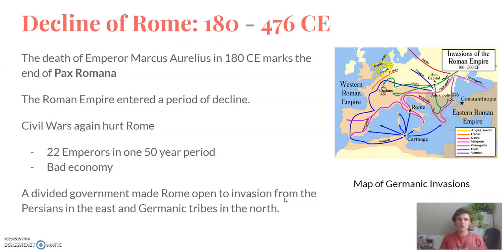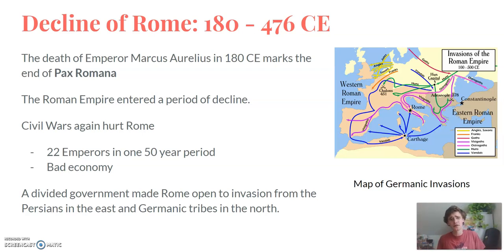Now, after 180 CE, Rome enters into a long period of decline. And the death of the Emperor Marcus Aurelius is the end of Pax Romana and the start of Rome's decline. Marcus Aurelius was the last good emperor, and after he dies, Rome has a period of kind of chaos where there are 22 emperors in 50 years. So they're changing who's in charge almost every other year.